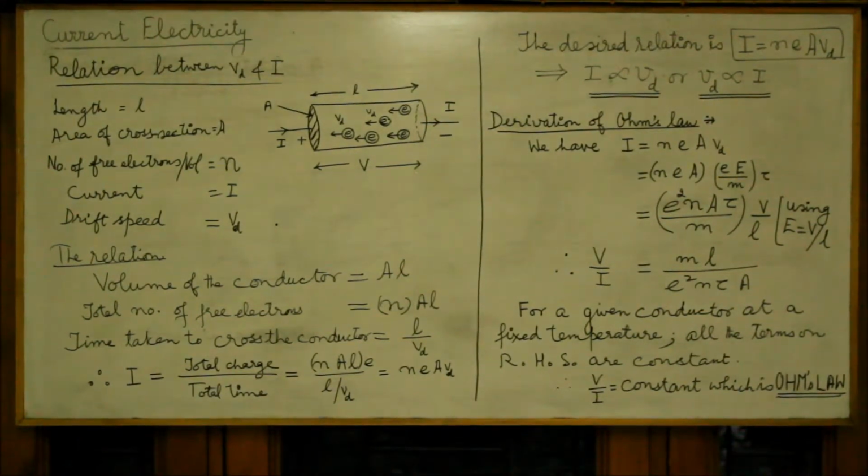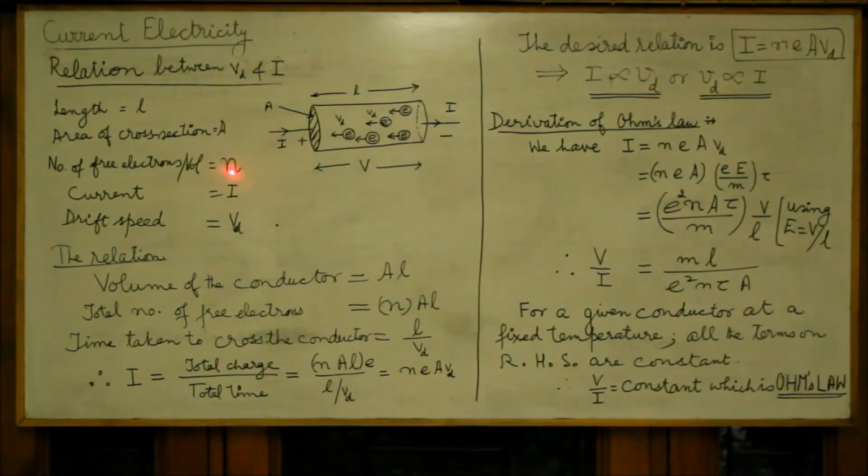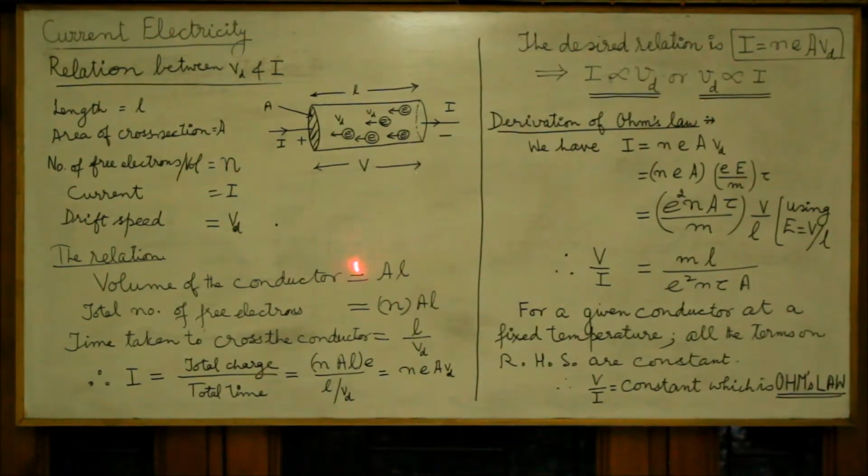Now for the relation between drift speed and the current, the volume of the conductor is given by the cross-sectional area A multiplied by the length of the conductor L. The total number of free electrons in the conductor will be this number density, that is, the number of free electrons per unit volume, multiplied by the volume, that is, n into A into L.